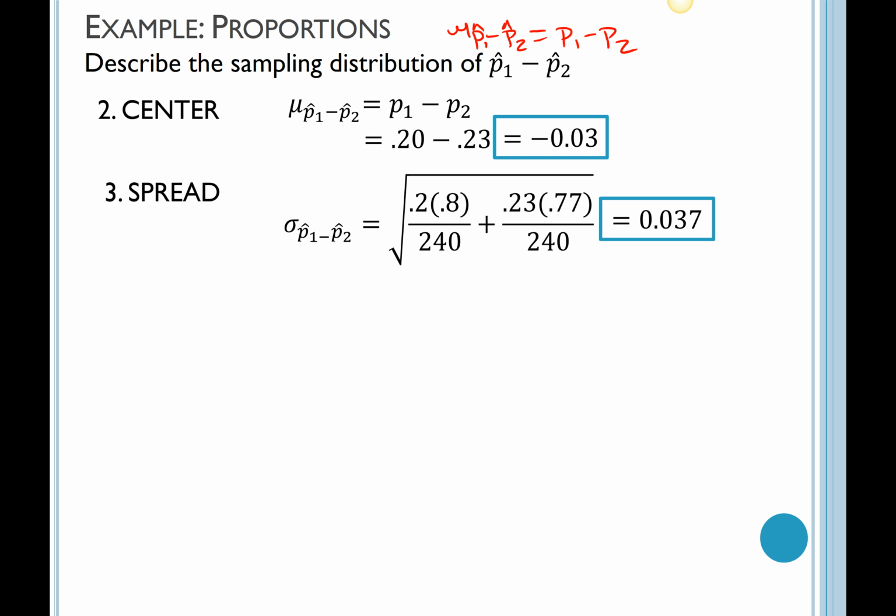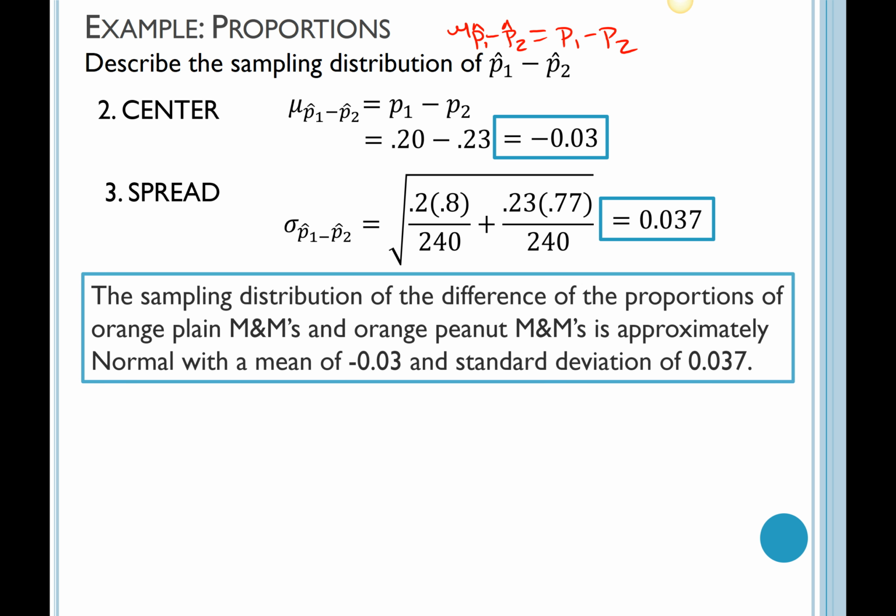So 0.037 should give you the standard deviation of the difference between p hat 1 and p hat 2. And then you need to wrap it all together in a sentence. So we're going to state that the sampling distribution of the difference of the proportions of orange plain M&Ms and orange peanut M&Ms is approximately normal with a mean of negative 0.03 and standard deviation of 0.037.